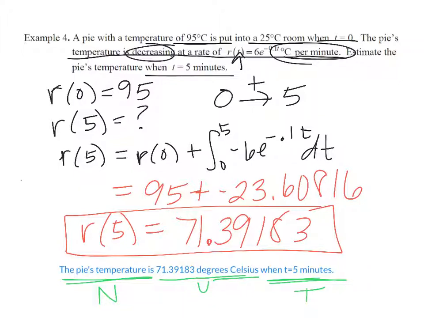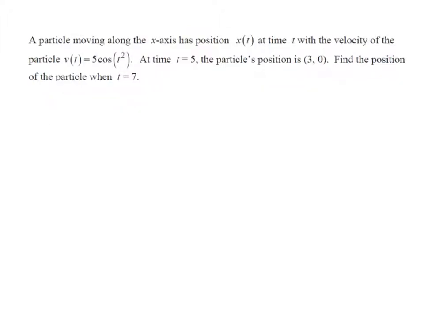Let's do one more about position. So in this example, a particle is moving along the x-axis and has position x of t at time t with the velocity of the particle v of t equals 5 cosine of t squared. At time equals 5, the particle's position is 3, 0. Find the position of the particle when time equals 7.